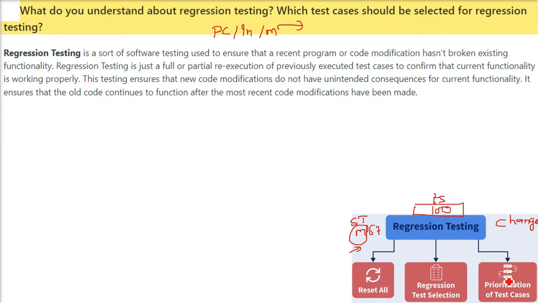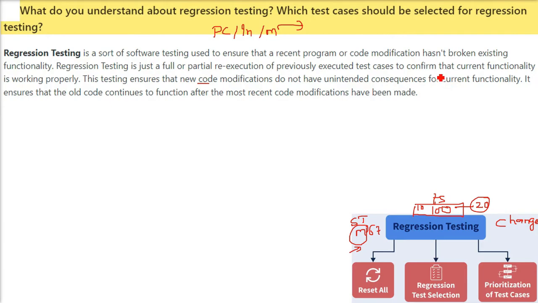You can retest all. Say you have a test set of 100 tests, so we can test all. Or we can prioritize: these 10 I will do. Or a regression test selection: 20 I have taken, and I'll always do this in the regression test selection. Every time these 20 can change. So regression testing is just a full or partial execution of previously executed test cases, that is, the test case set, to confirm that the current functionality is working properly. There is no change because of the code modification.